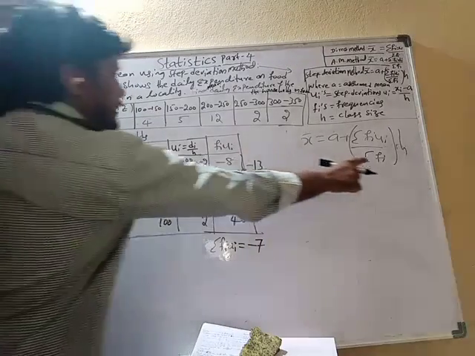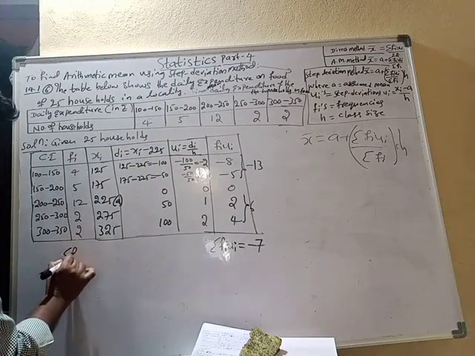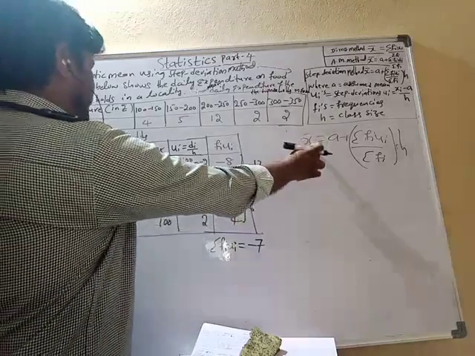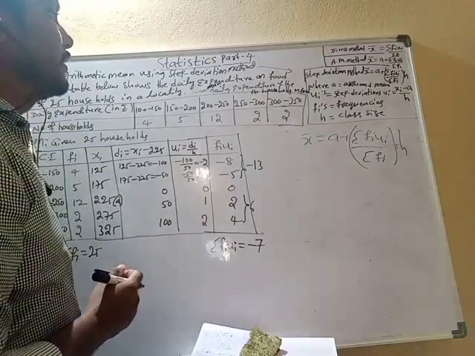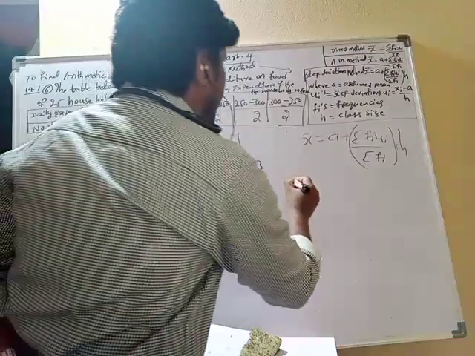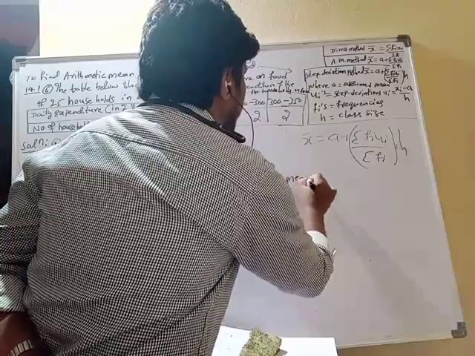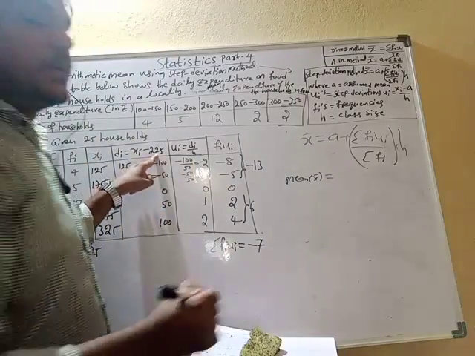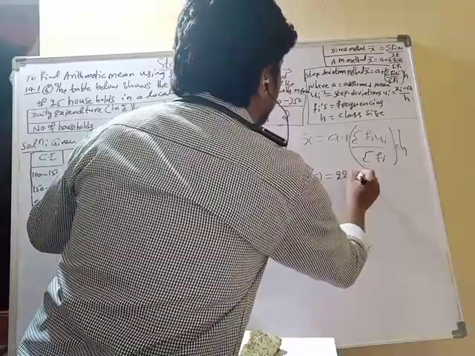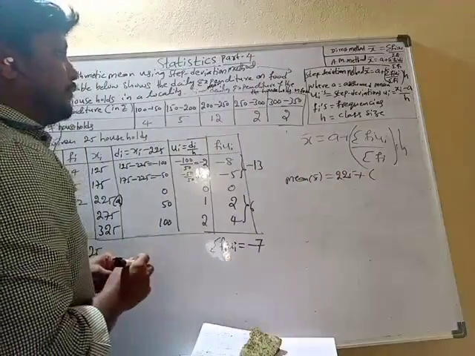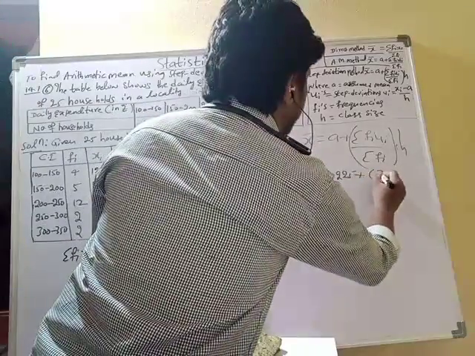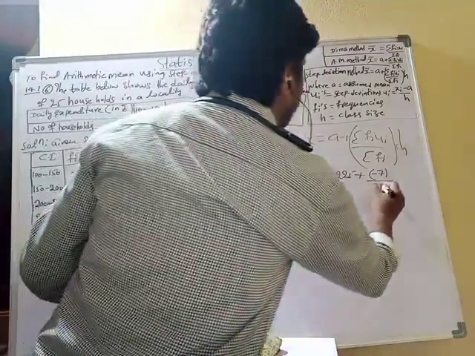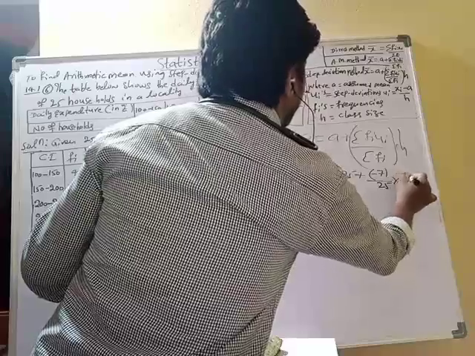And what is summation fi? The total frequency is already given. There are 25 households in total. Then, using this formula and substituting all these values, we calculate the arithmetic mean. Mean x bar is equal to a plus summation fi into ui by summation fi, into h. What is a? A is the assumed mean, and we are taking the assumed mean as 225. So 225 plus minus 7 by 25, and the class size is 50.